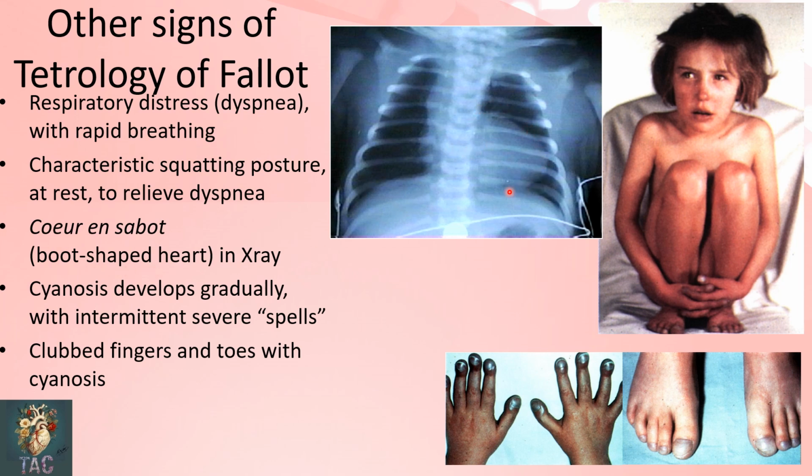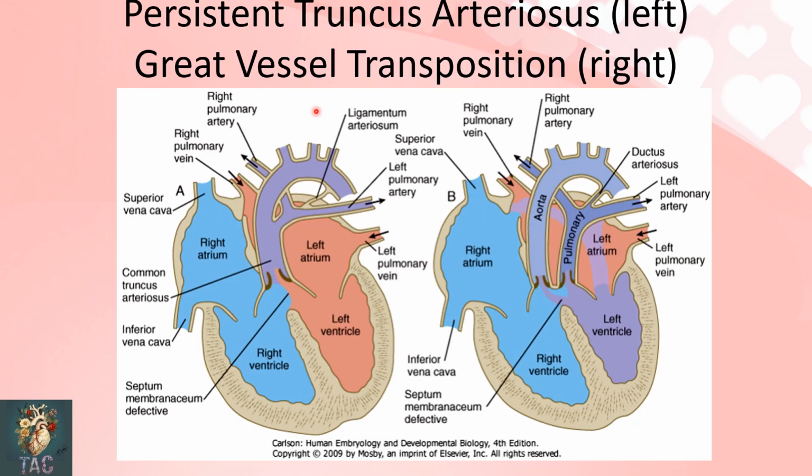You can see this boot-shaped heart which is present in the X-ray, and also the cyanosis developing gradually with intermittent severe spells, and clubbing of the fingers and the toenails as well. So these are the other signs of the tetralogy of Fallot, which are general signs because of the dyspnea and decreased oxygenation.